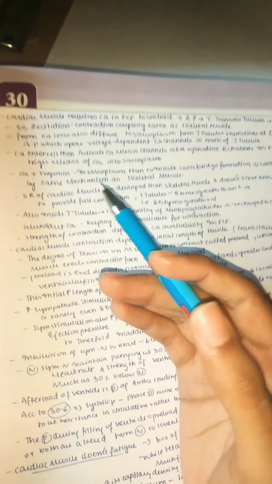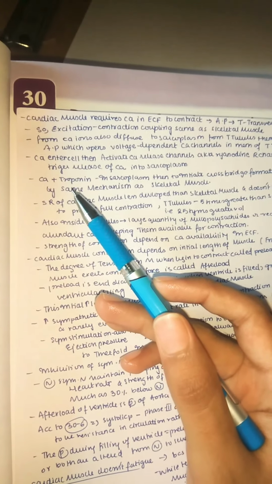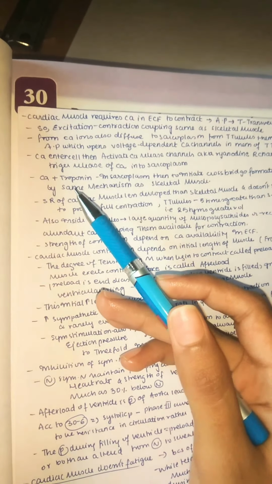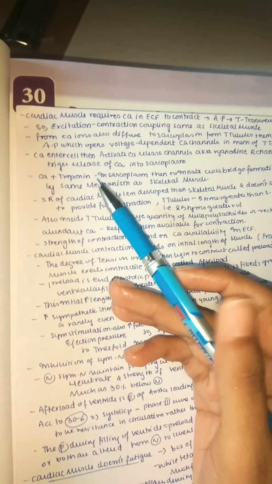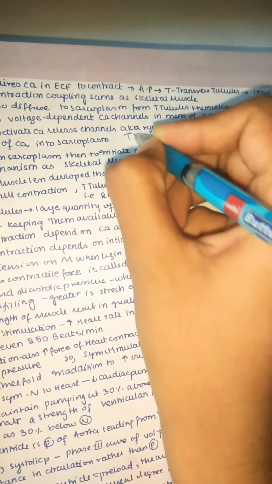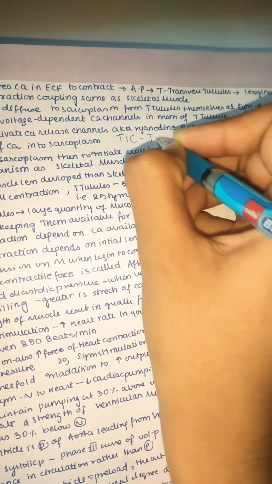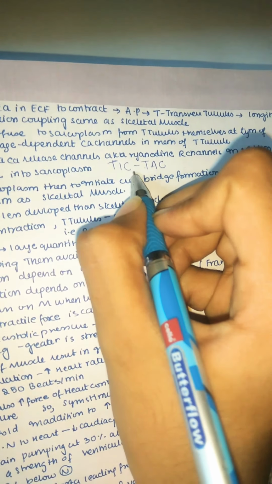Now again the calcium load is increased. So calcium binds with the troponin, mainly troponin C. We have mainly three types of troponin: troponin T, troponin I, troponin C. So you can remember it like a game called tic tac toe, tic tac. You can remember like this because troponin T, troponin I, troponin C.